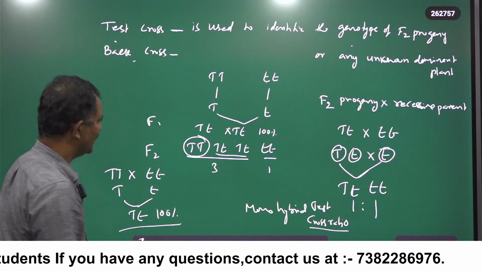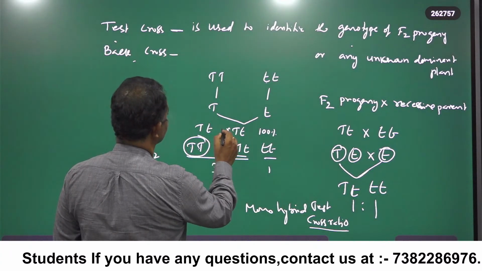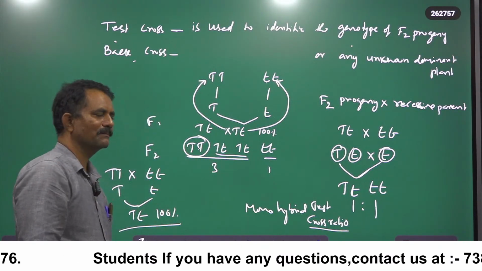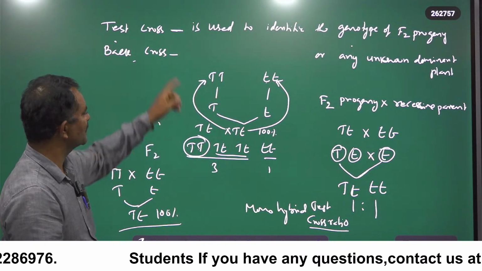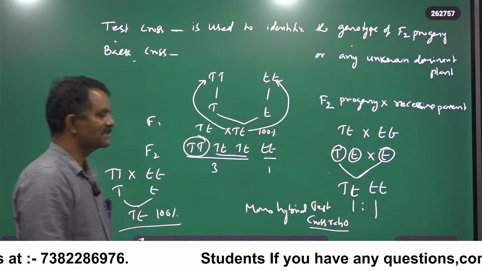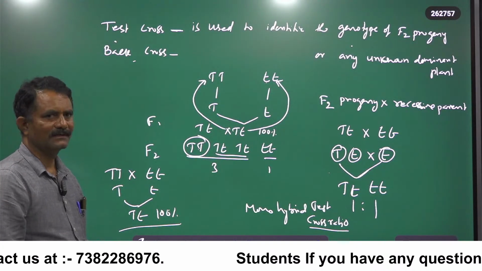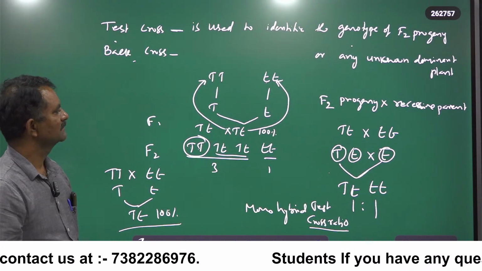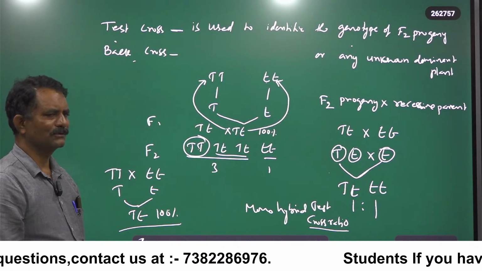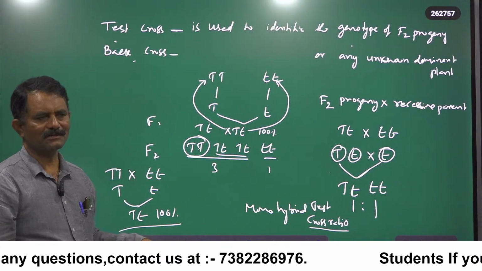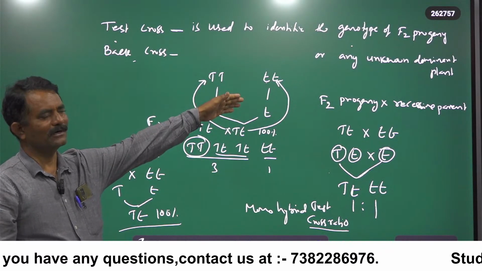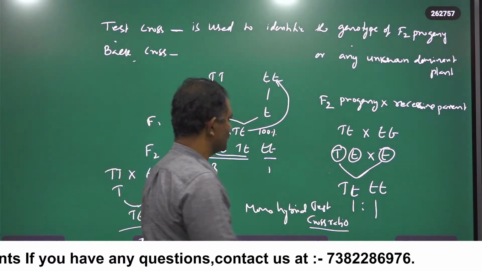Back cross means the progeny is always crossed with either of the parents. When the progeny is crossed with the recessive parent, it is called test cross. Test cross is also a back cross. Because the F2 progeny are unknown, they are dominant but we don't know the genotype. The unknown is crossed with the recessive parent, which is called test cross.